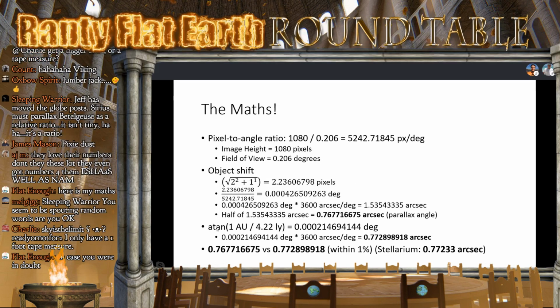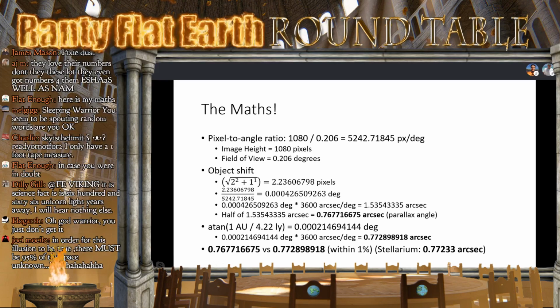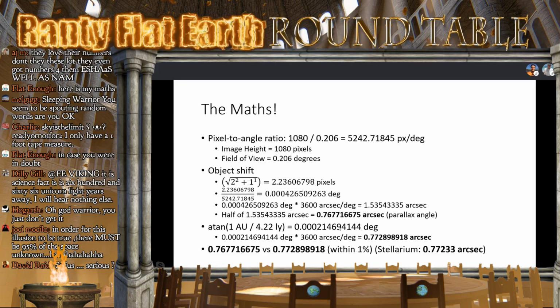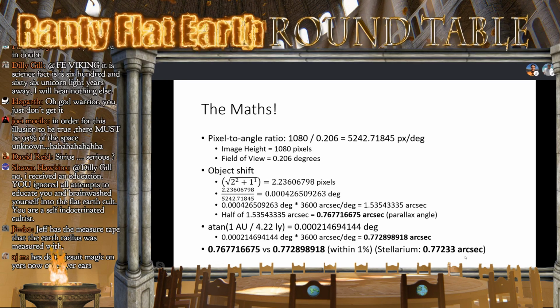If I just attempt to compute the parallax mathematically, I take the inverse tangent of 1 astronomical unit divided by 4.22 light years, and I get 0.000214694 degrees. Turning that into arc seconds, I get 0.7728989 arc seconds. Comparing my two numbers, I'm within 1%. And looking at the reported value from Stellarium, I'm incredibly close to this.